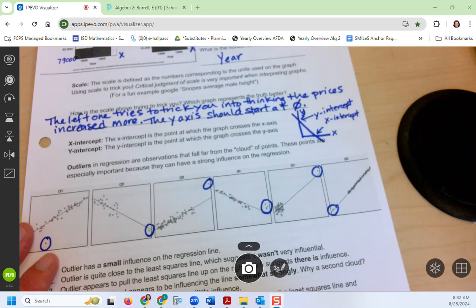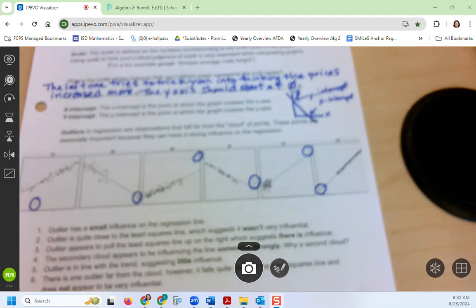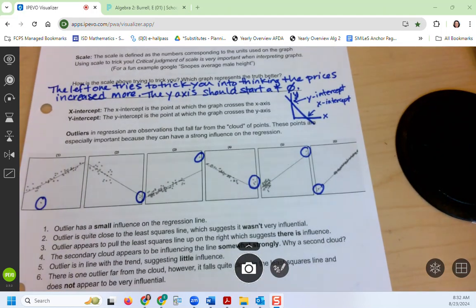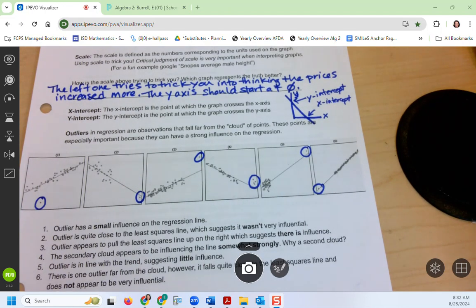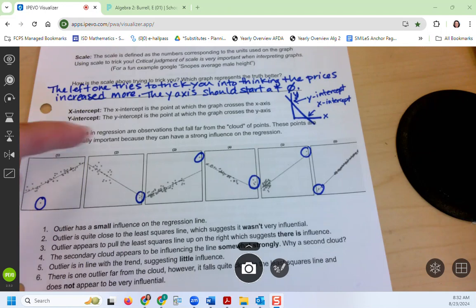There's a lot of words down here, so I want you to take a look. We've got to process this information. Ready? In number one, the outlier has a small influence on the regression line. So the line seems to still go between all the other points. It doesn't seem like this outlier is pulling the line towards it too much.